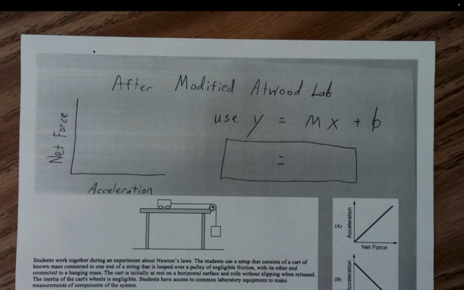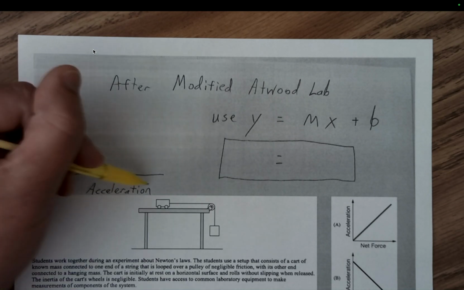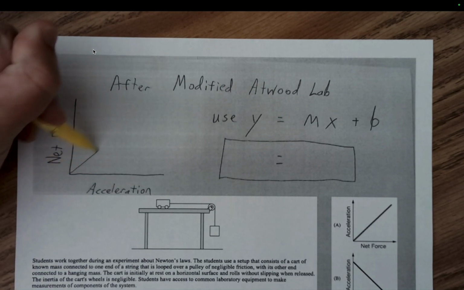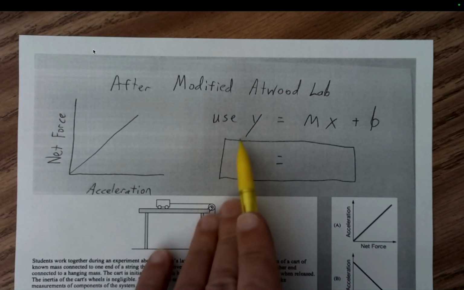Welcome, students. After doing this modified Atwood lab, we have collected some data and we have this graphical relationship where we have this net force. With an increasing net force, we saw the acceleration increase proportionally. And so we graphed it like so, that way we could use y equals mx plus b.